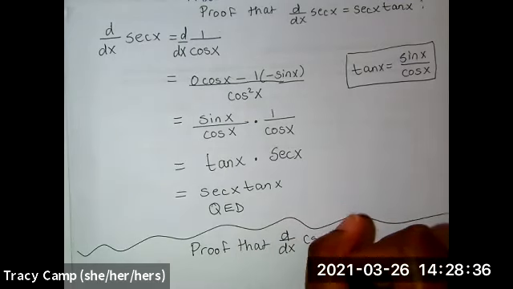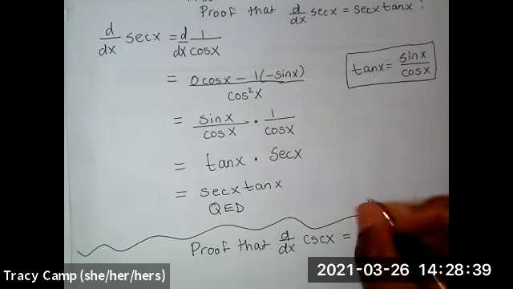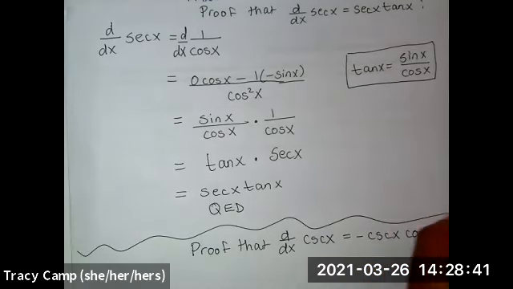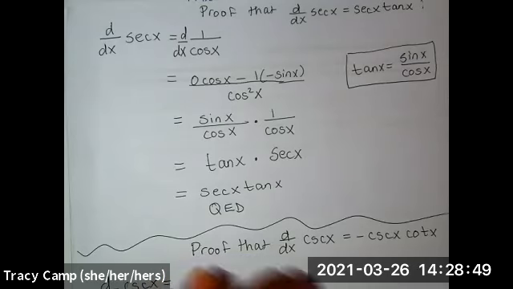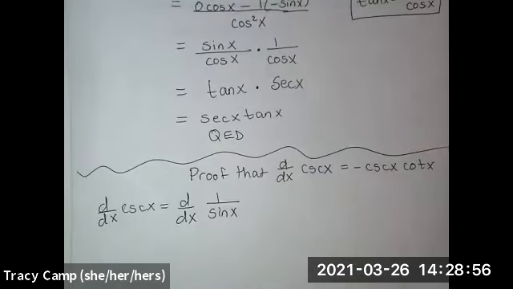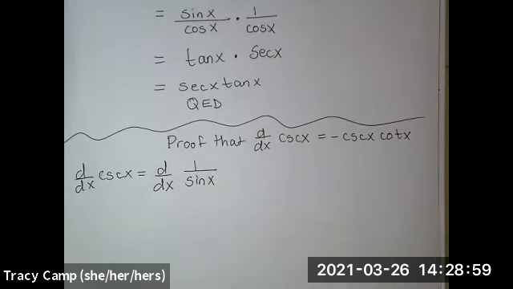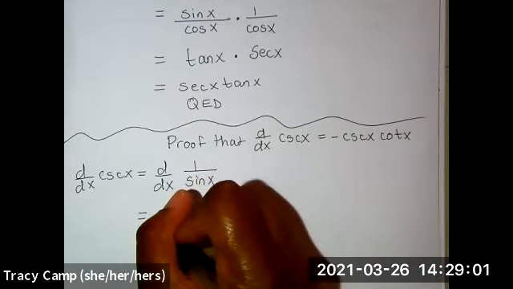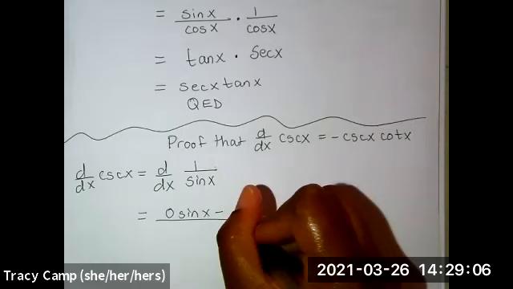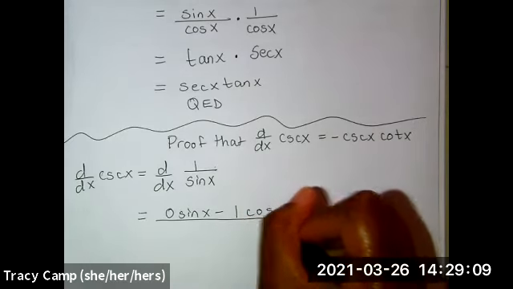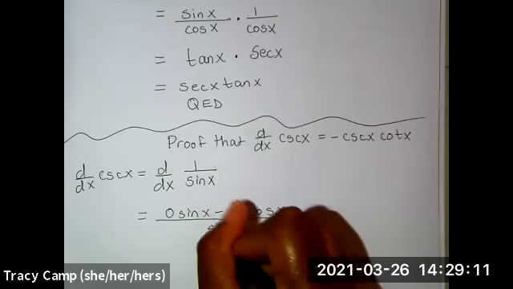The derivative of cosecant x is negative cosecant x cotangent x. So once again, we'll rewrite this as a quotient. Cosecant is the same thing as 1 over sine, and then use the quotient rule again. So let's take the derivative of your numerator, multiply that by your denominator, minus your numerator times the derivative of your denominator, over your denominator squared.